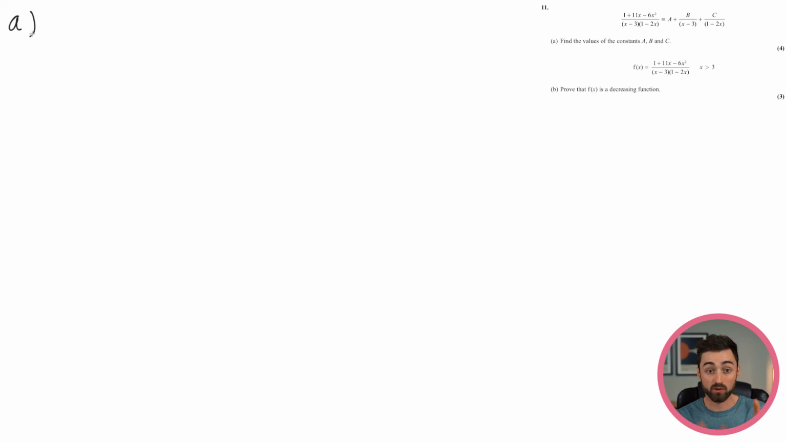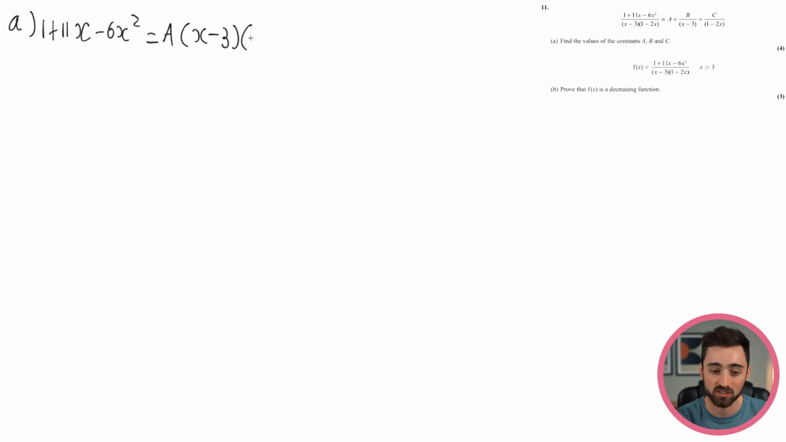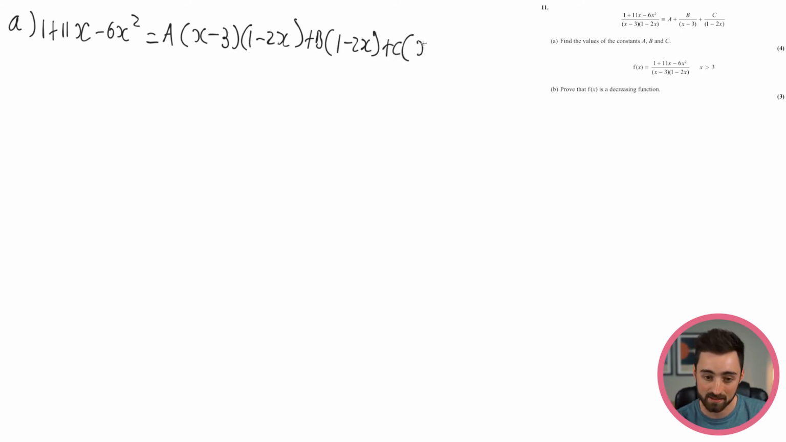What I'm going to do is multiply through by both of these factors on the bottom: the whole equation by x minus 3 and the whole equation by 1 minus 2x. That leaves me on the left-hand side with 1 plus 11x minus 6x squared. And on the right-hand side, I get a times x minus 3 times 1 minus 2x, plus b, where the x minus 3s cancel out but I still get that 1 minus 2x, and then plus c, where the 1 minus 2x's have cancelled, but I still have this x minus 3. Okay, so this is an identity, meaning it's true for all values of x, and that is really important.